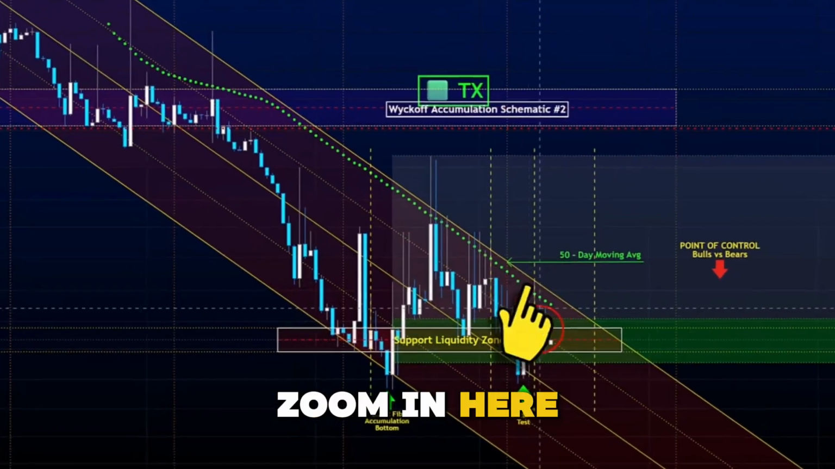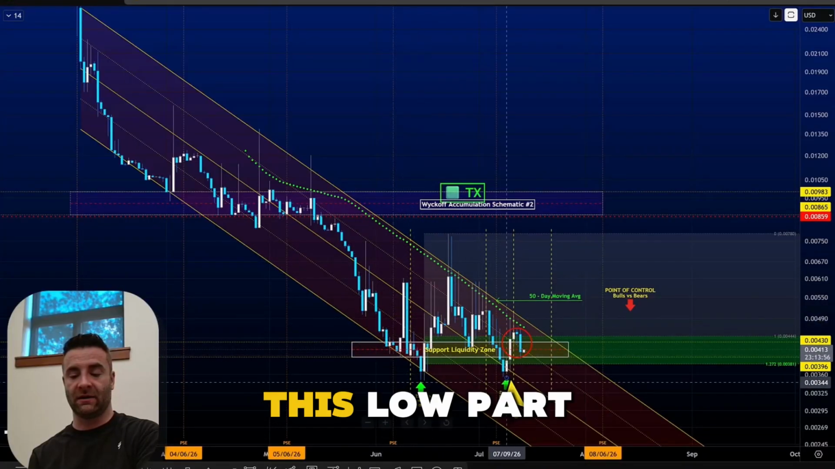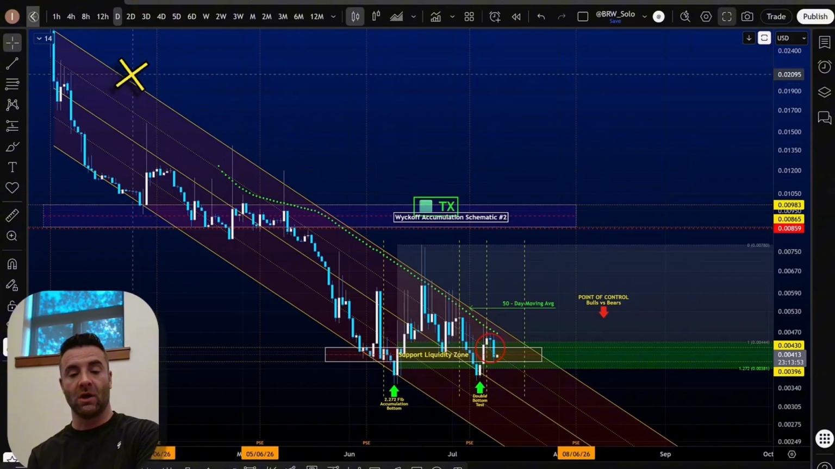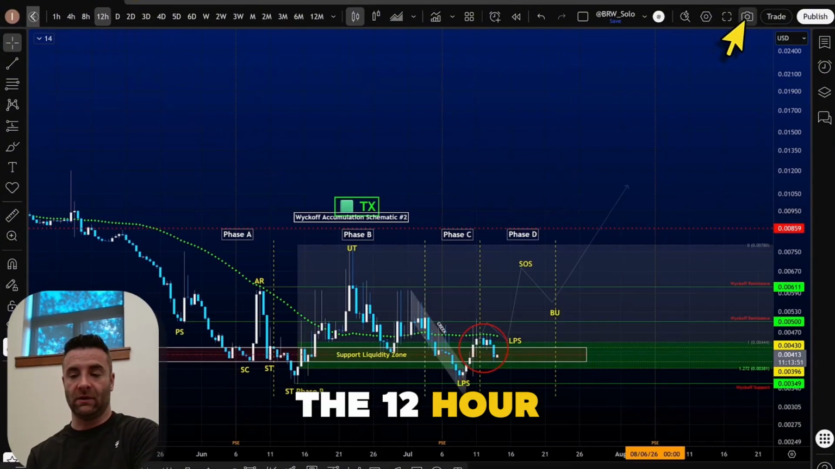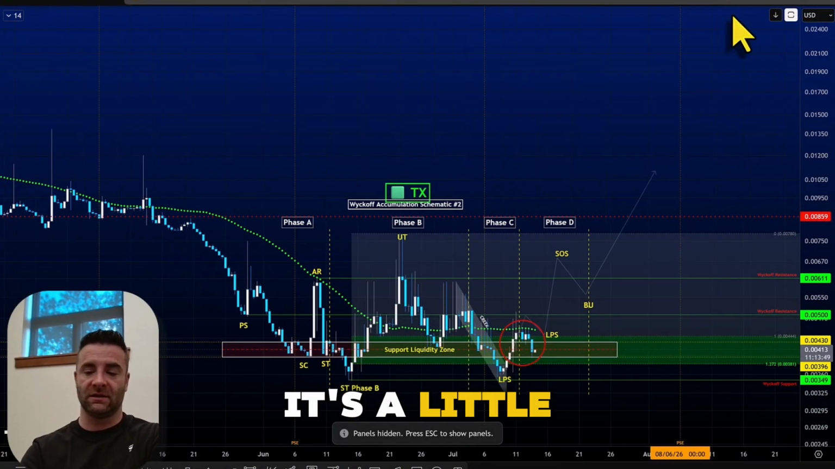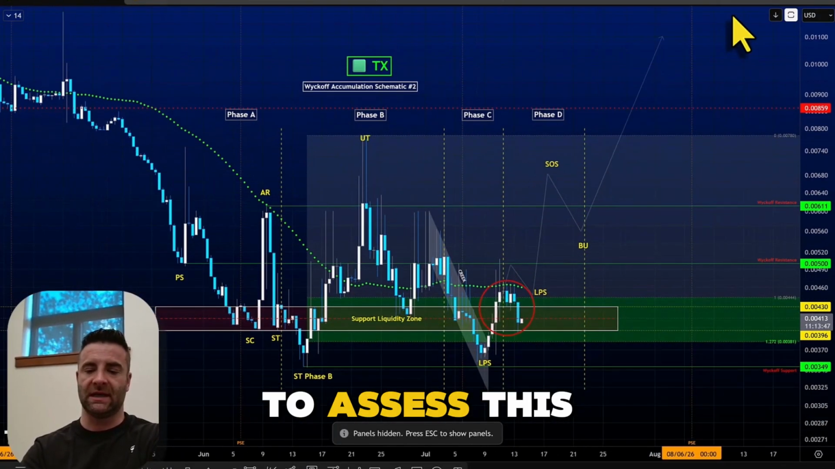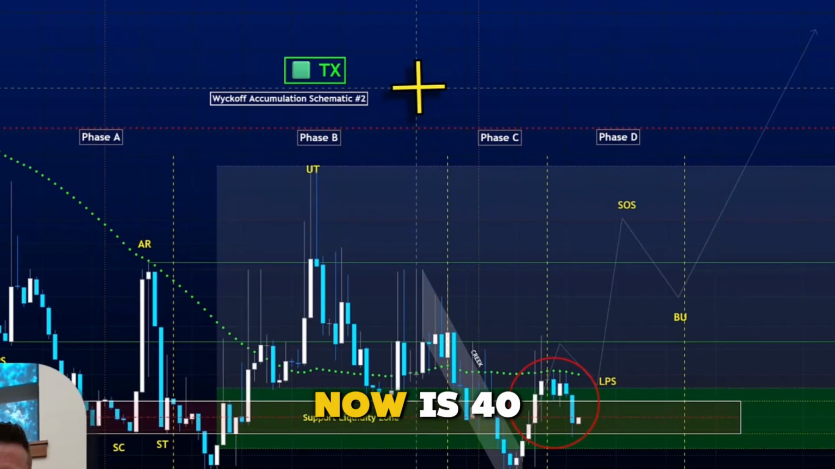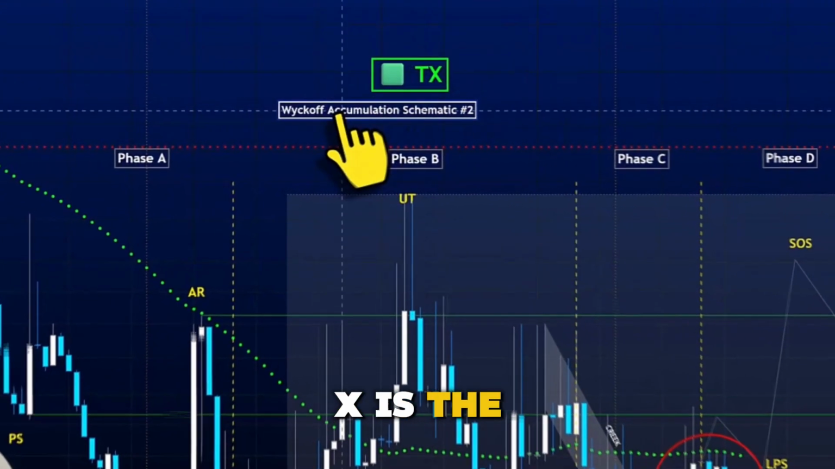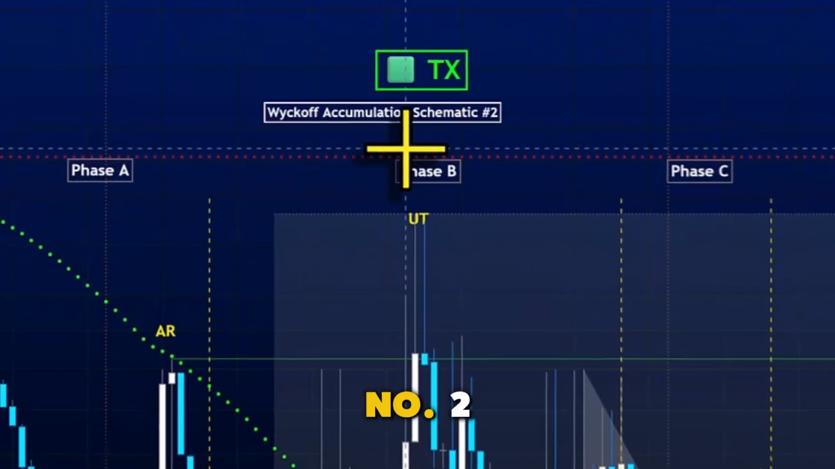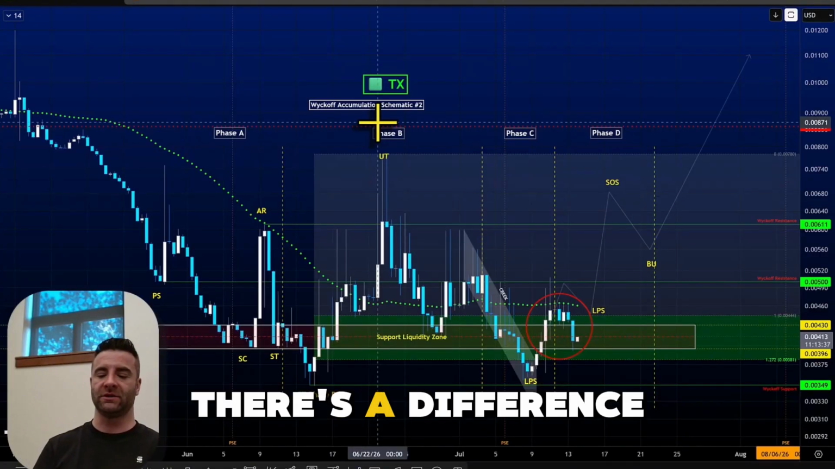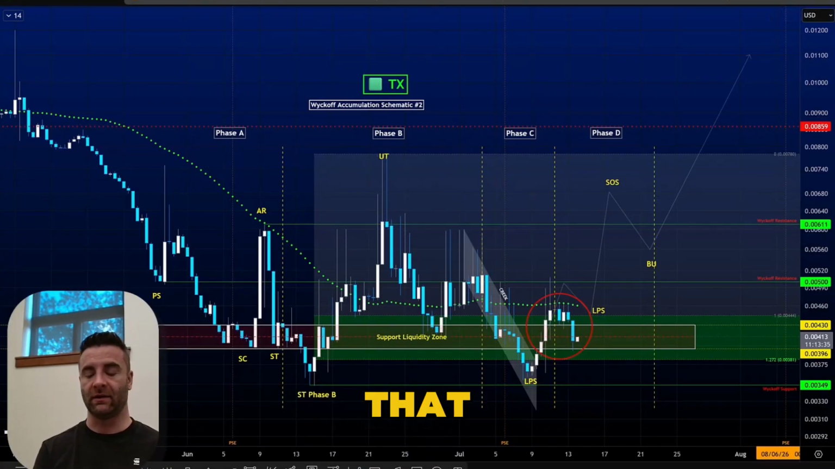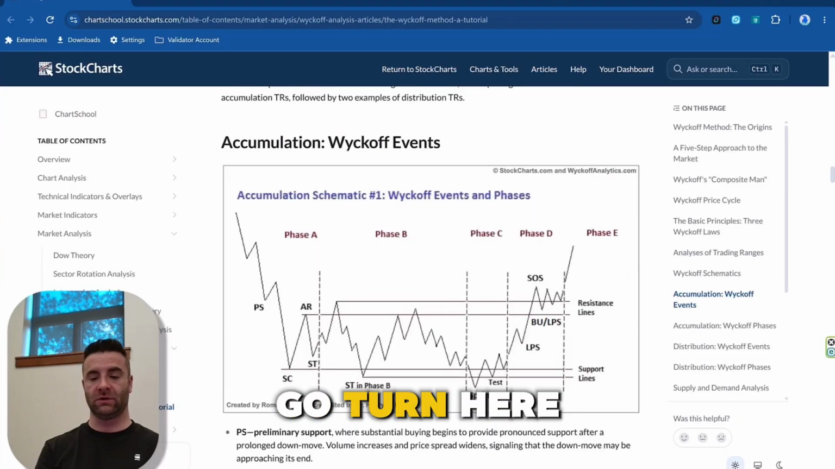But when you zoom in here into this down area, this low part of the structure, let's go into the 12-hour. The reason why I have it on the 12 hours is I think it's a little bit cleaner to assess this pattern. The pattern that I think we're in right now for TX is the Wyckoff accumulation schematic number 2, not number 1. There's a difference, and I want to get into that. So let's just go over here.